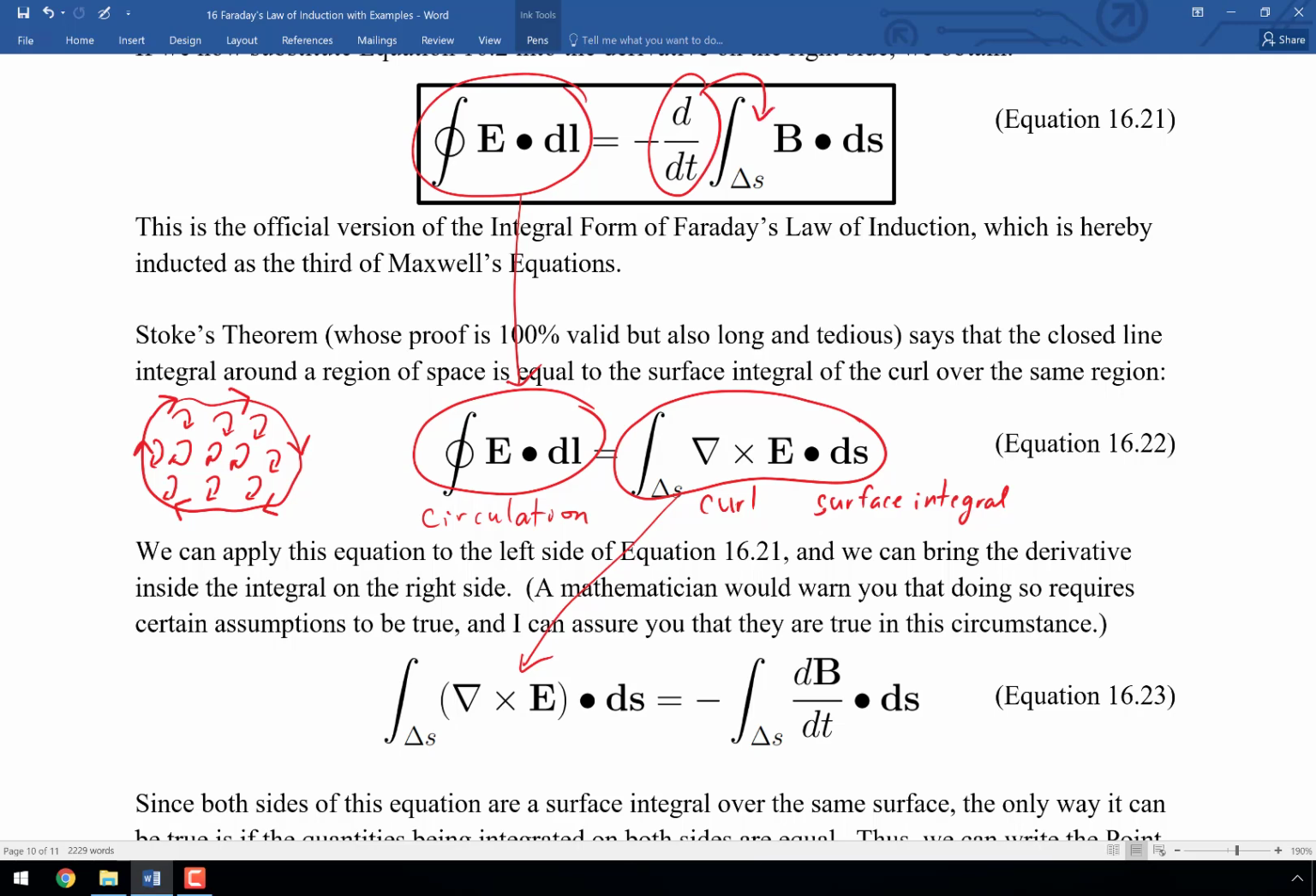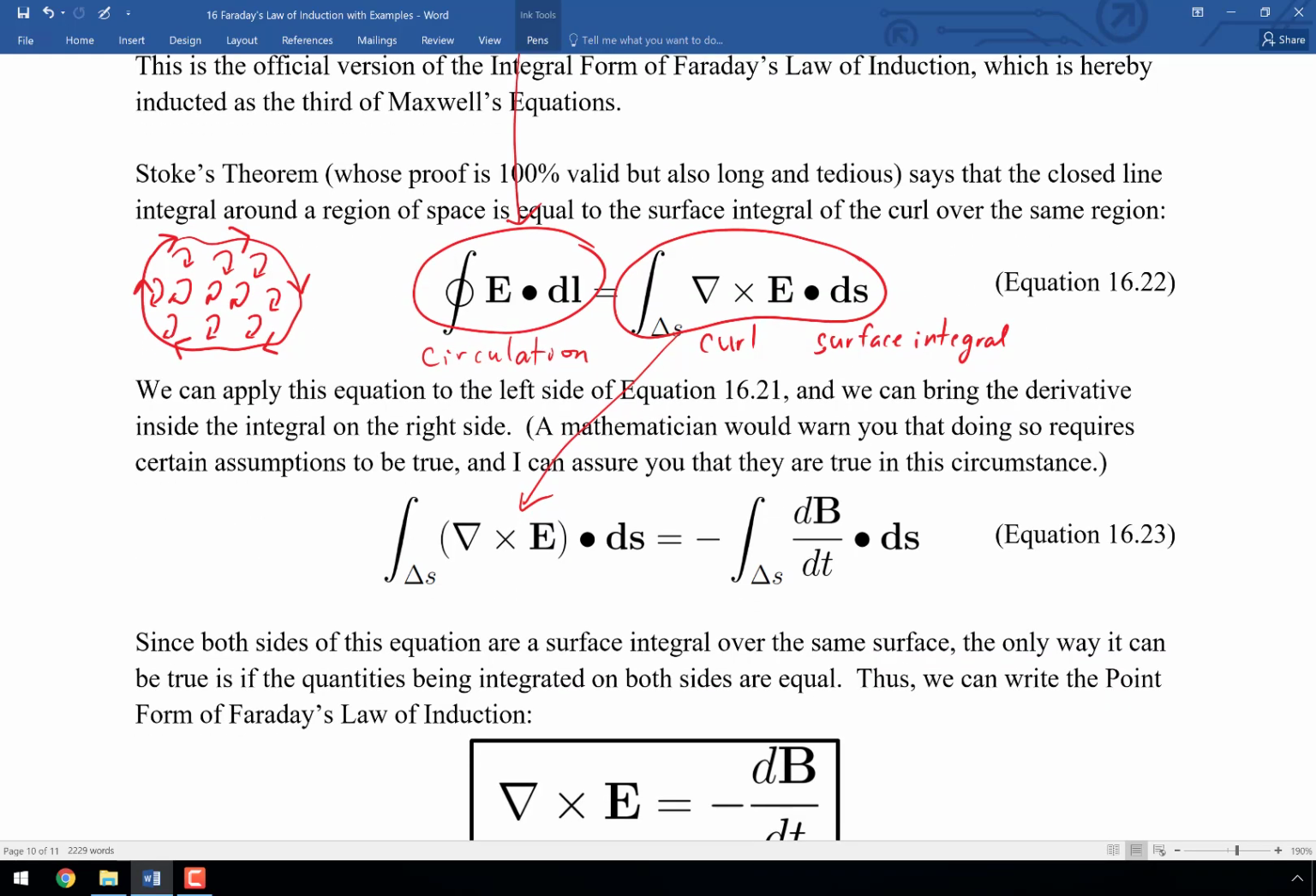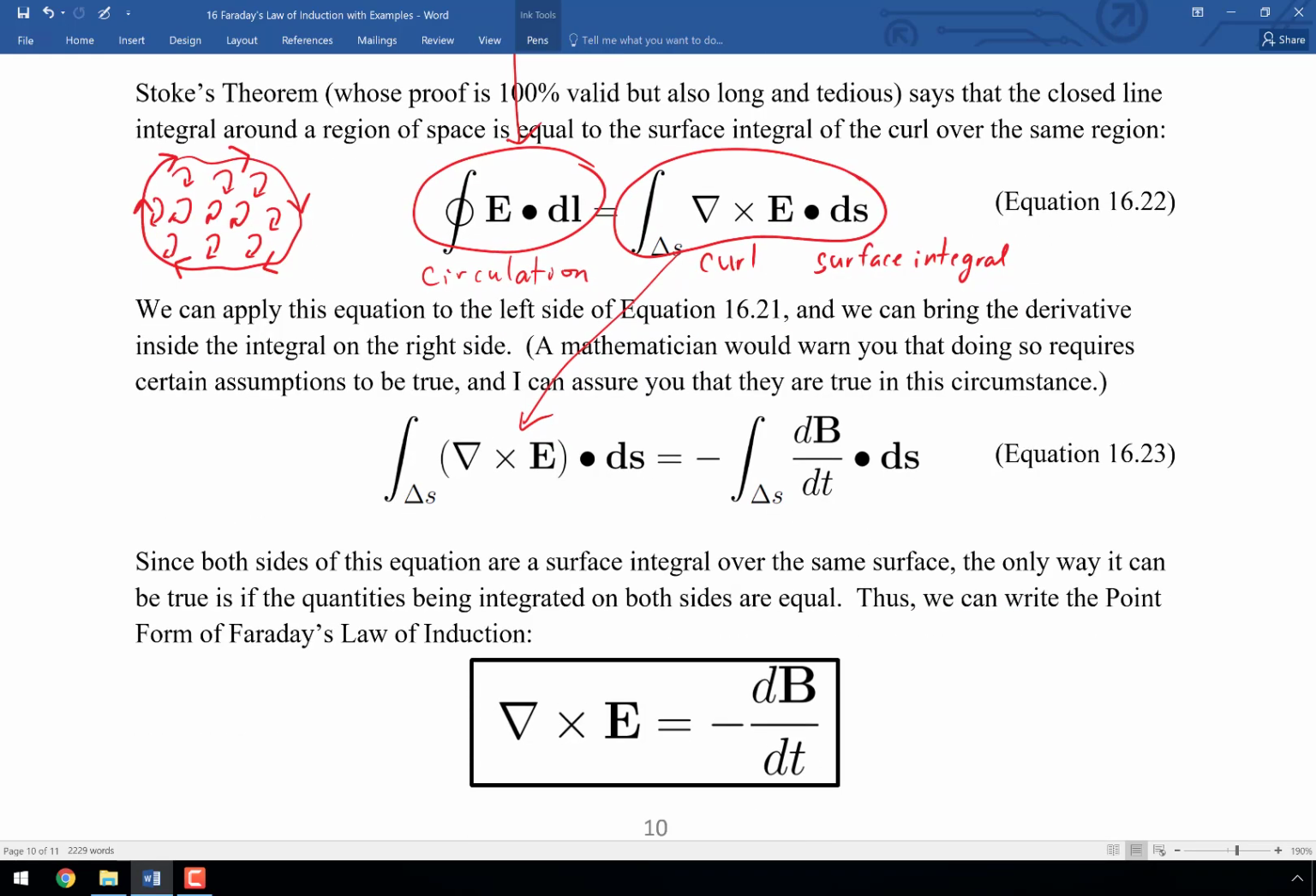Again, there are some mathematical requirements, that it has to be a continuous function. It can't have impulse functions right at the surface, and I assure you that those requirements are being met. So we can, in fact, move the derivative inside the surface integral. And what we find is that we have two surface integrals of two quantities over exactly the same surface. Notice that's over delta S, that's over delta S. There's a negative sign here, don't forget the negative sign.